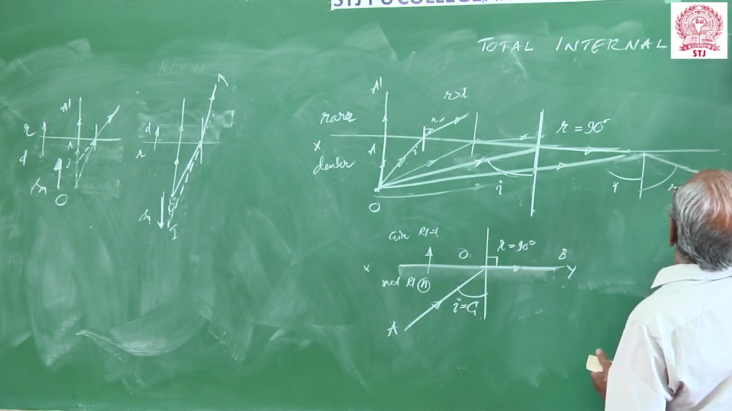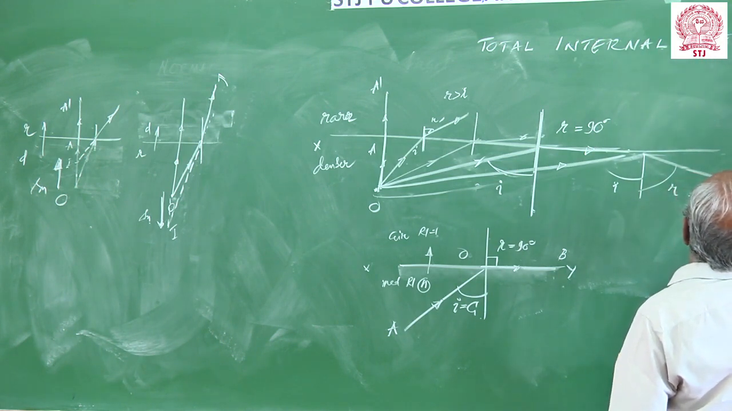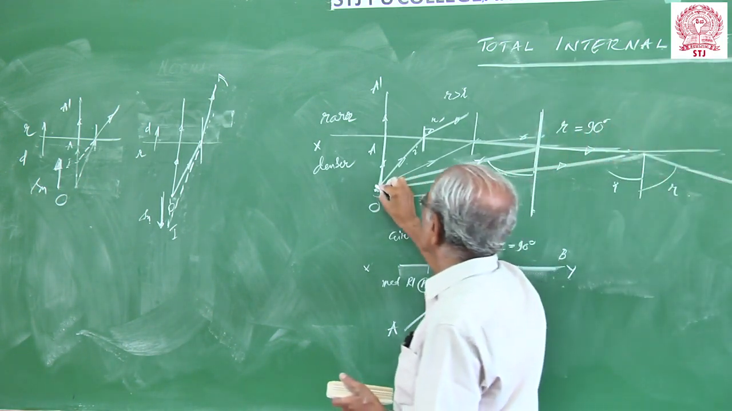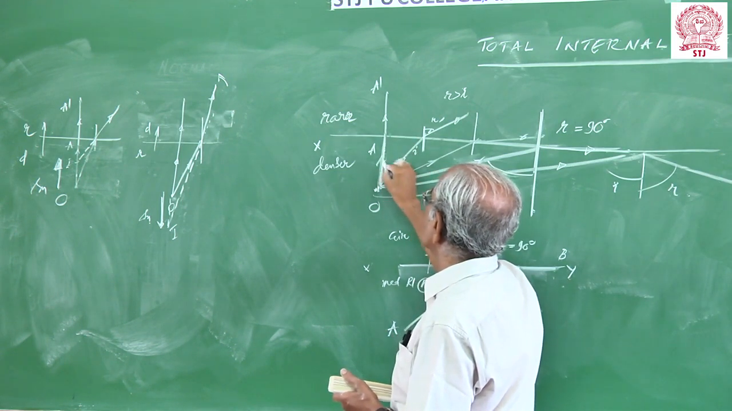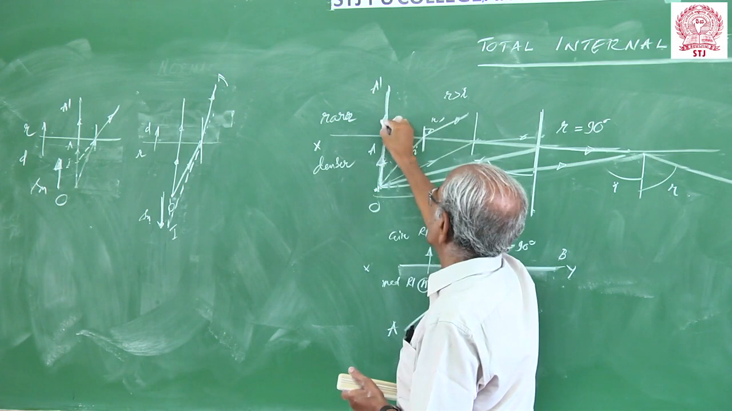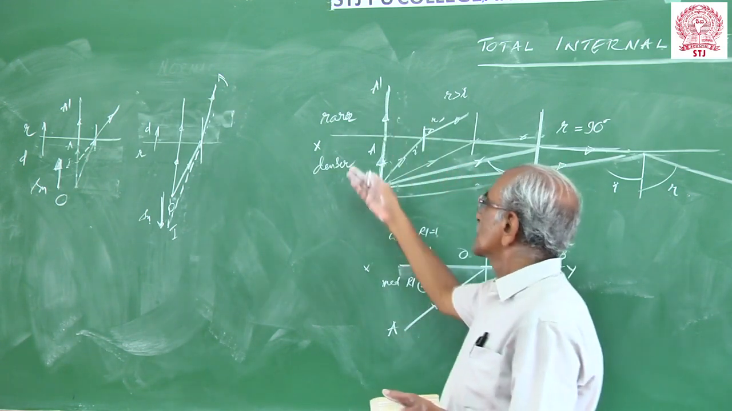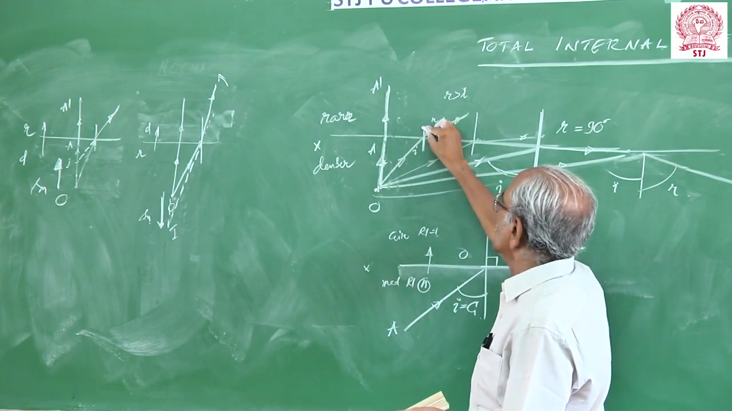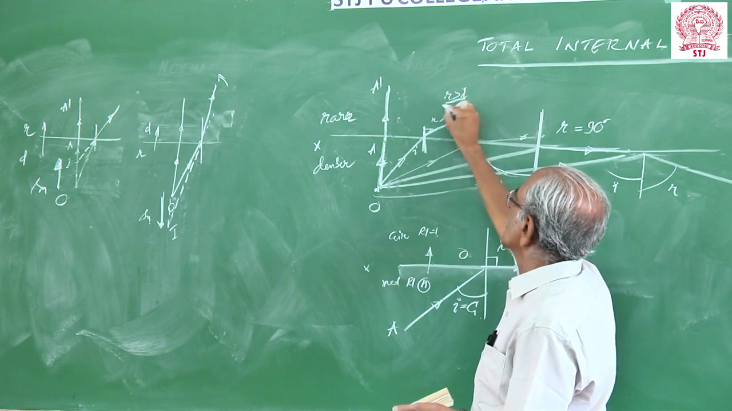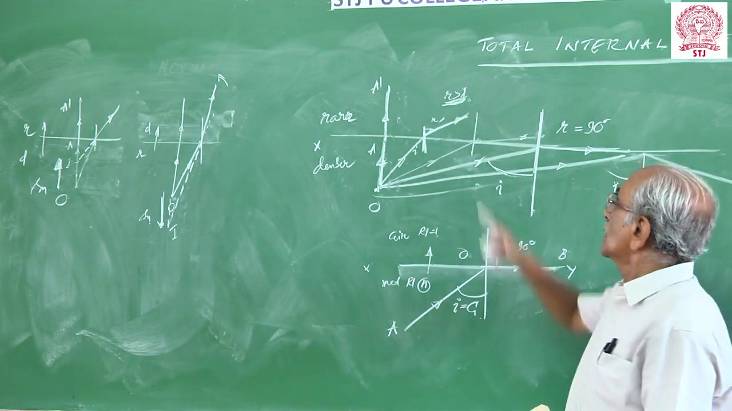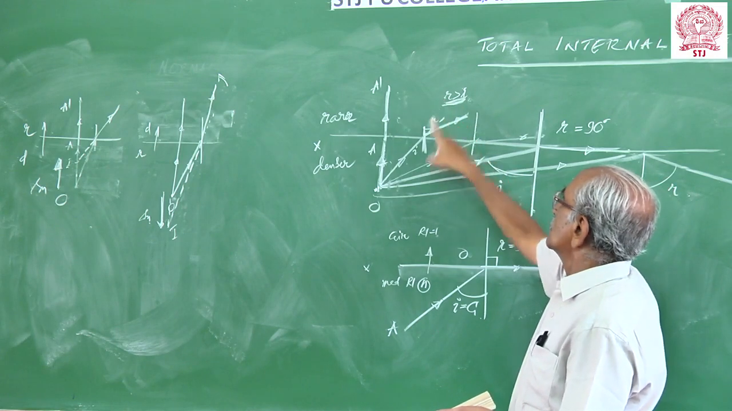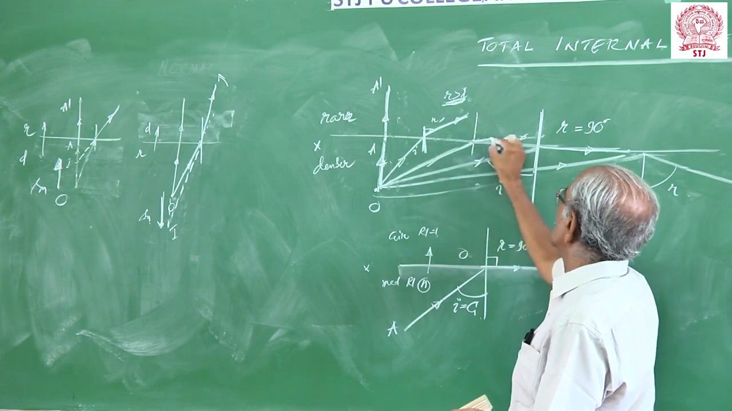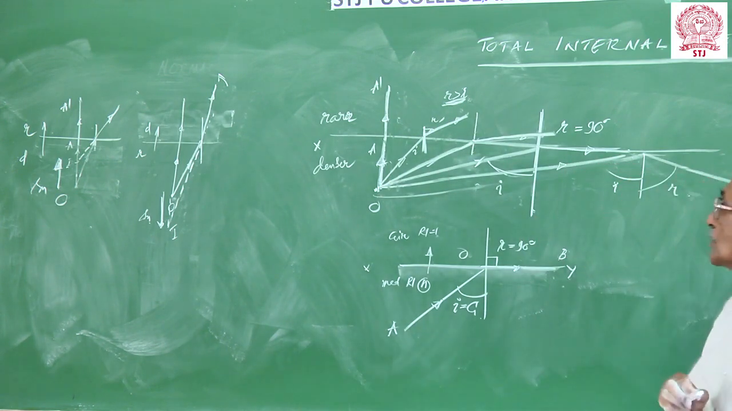Total internal reflection. Now here we consider light going from a denser medium like this, falling normally. It goes in the same direction into air. Imagine for convenience, water to air. If it makes an angle I, it goes into air at an angle R greater than I. That means R is always greater than I. Now gradually increase the angle of incidence. The angle of refraction also increases, but much faster.